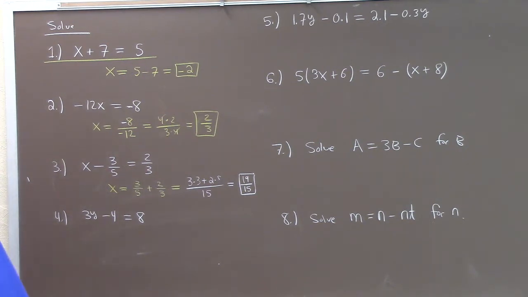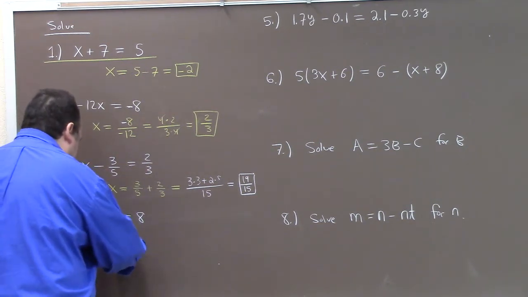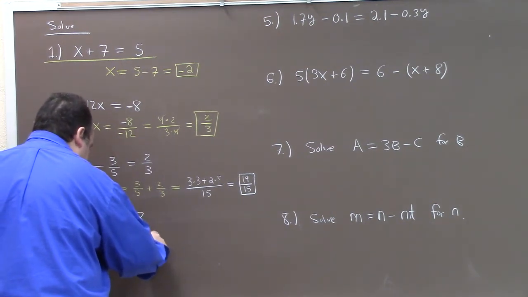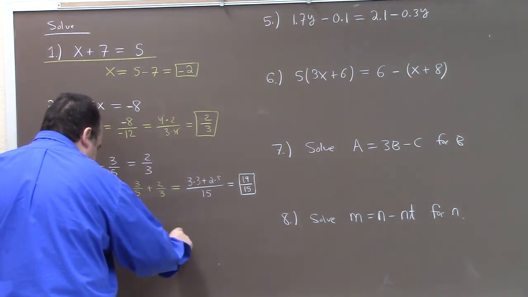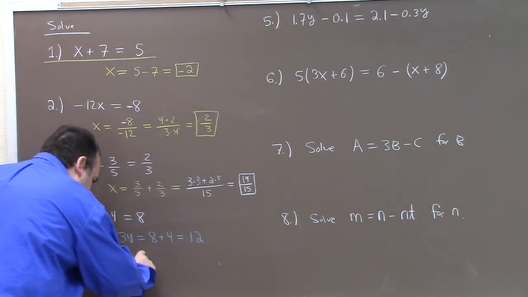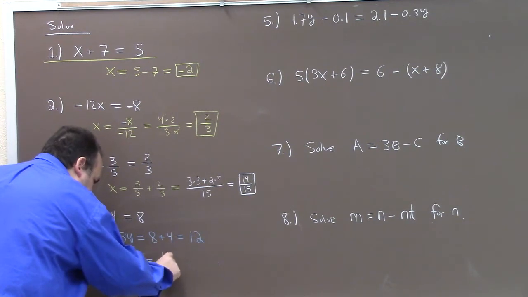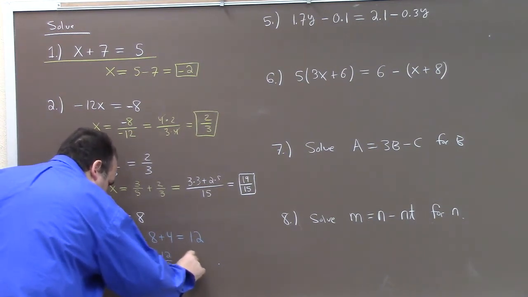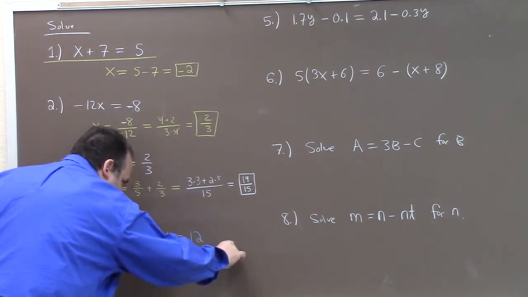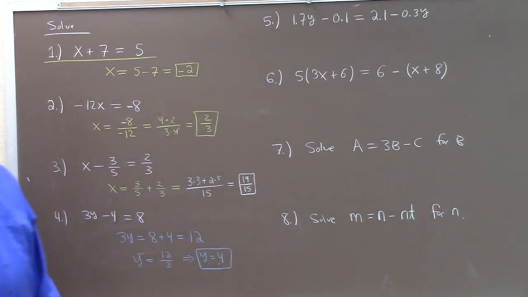What do we got now? We got 3y is 8 plus 4, right? Which is 12. So y is 12 over 3. y equals 4. We got that one? Okay.